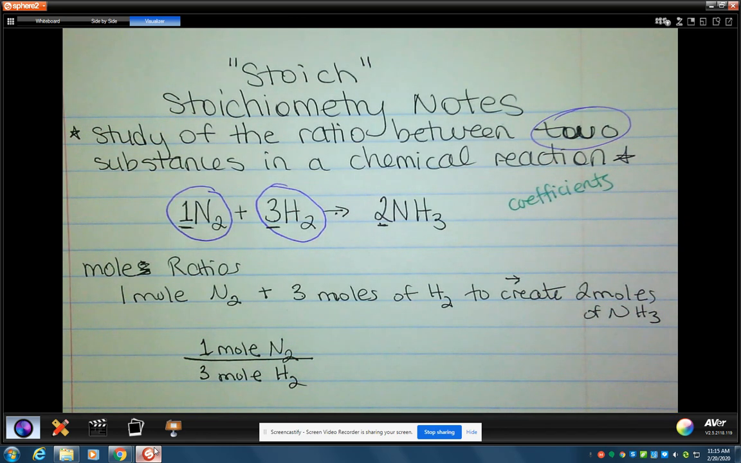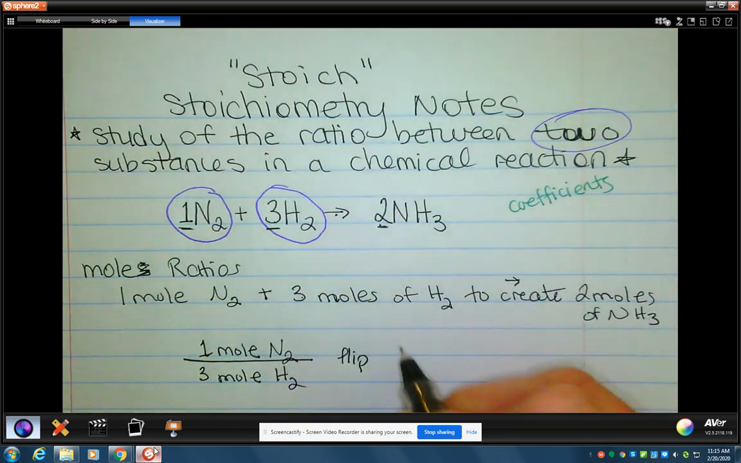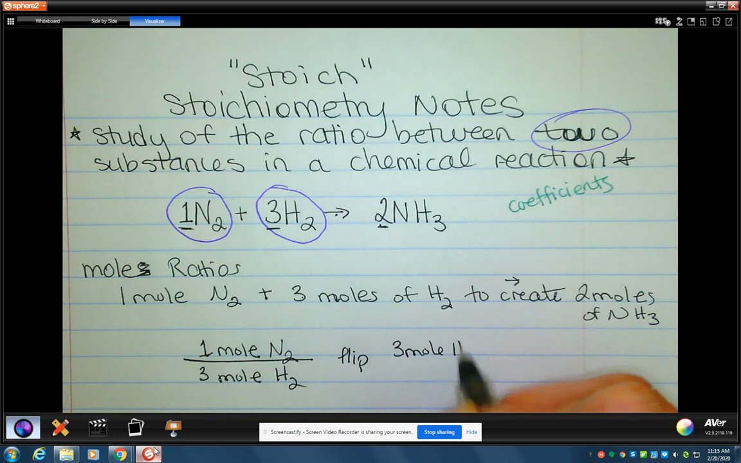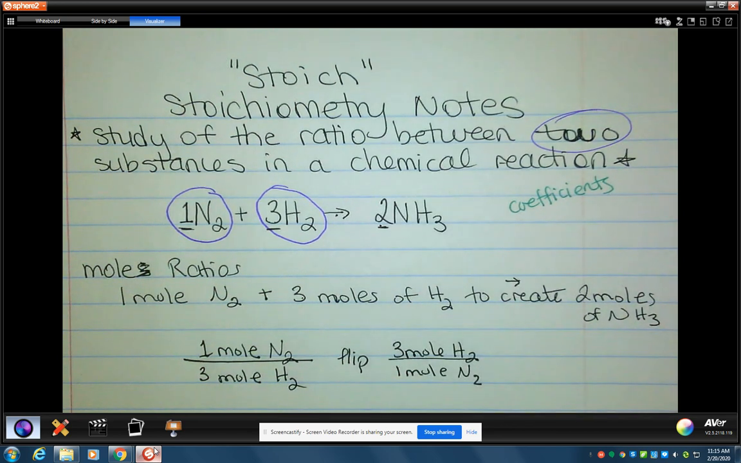With ratios, they're not fractions. With ratios, you can actually flip them. And you can put 3 moles of H2 on top and 1 mole of N2 on bottom. So I literally just flip that. The purpose behind flipping it is when we go to solve these problems, we may need the flipped version, but we'll get to that later.